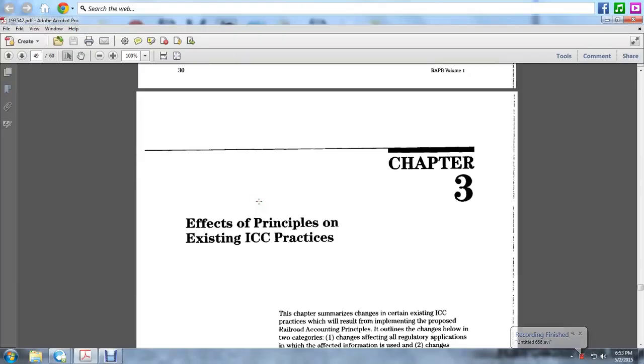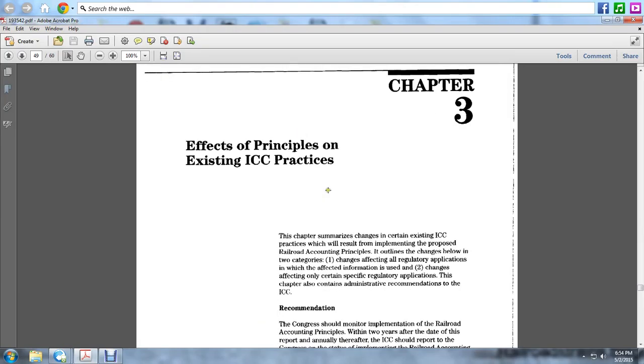All right, we're on Railroad Accounting Principles of the RAPB, Volume 1. Chapter 3: Effects and Principles Existing in the Interstate Commerce Principles. The chapter summarizes the changes in certain Interstate Commerce Commission principles and practices which result from implementing the proposed railroad accounting principles, and outlines changes below. The two categories of changes affect the regulatory applications, depending on the information used.